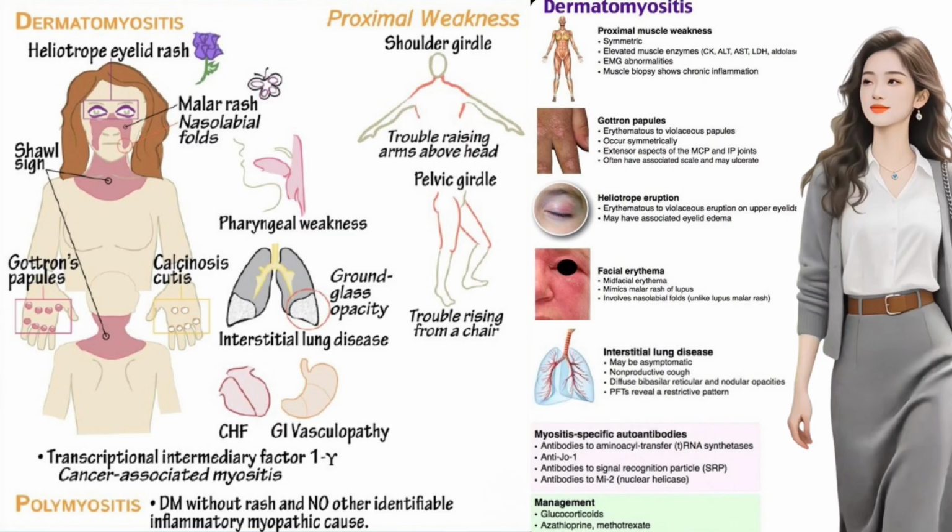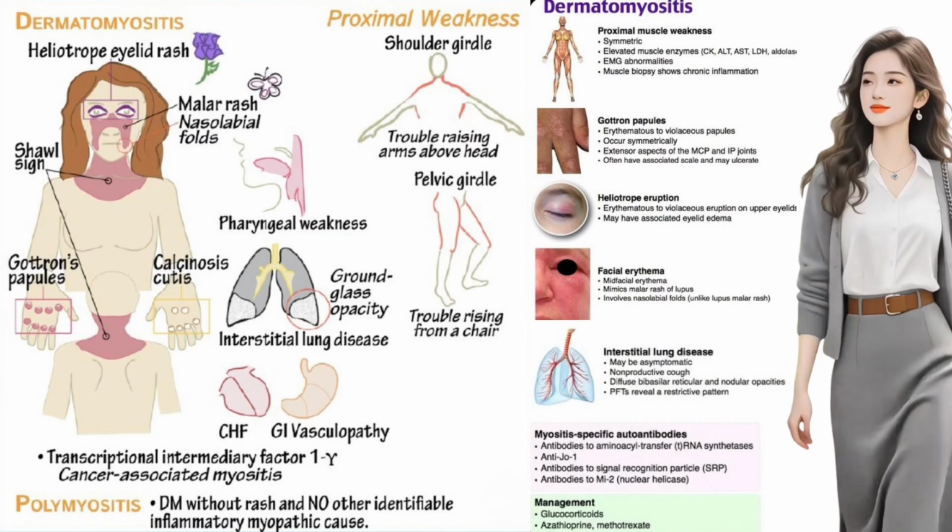For example, anti-Jo-1 and other antisynthetase antibodies are linked to a condition called antisynthetase syndrome, where, along with muscle inflammation, patients may also develop lung disease, arthritis, and mechanic's hands. In adults, dermatomyositis can sometimes be paraneoplastic, meaning it's triggered by an underlying cancer. So, when we see new dermatomyositis in an older patient, we must screen carefully for hidden malignancy.